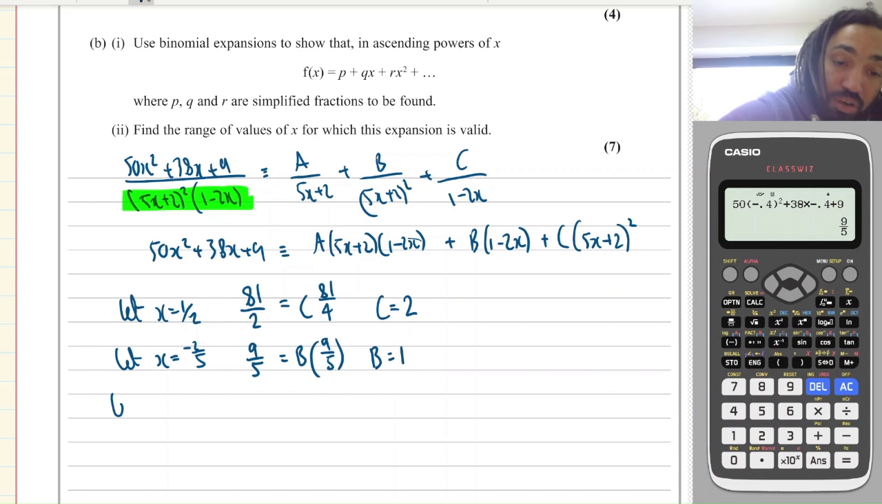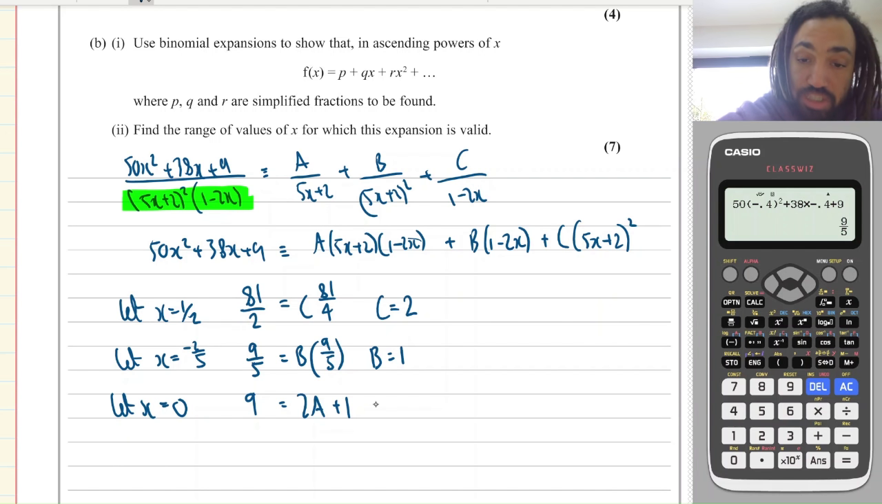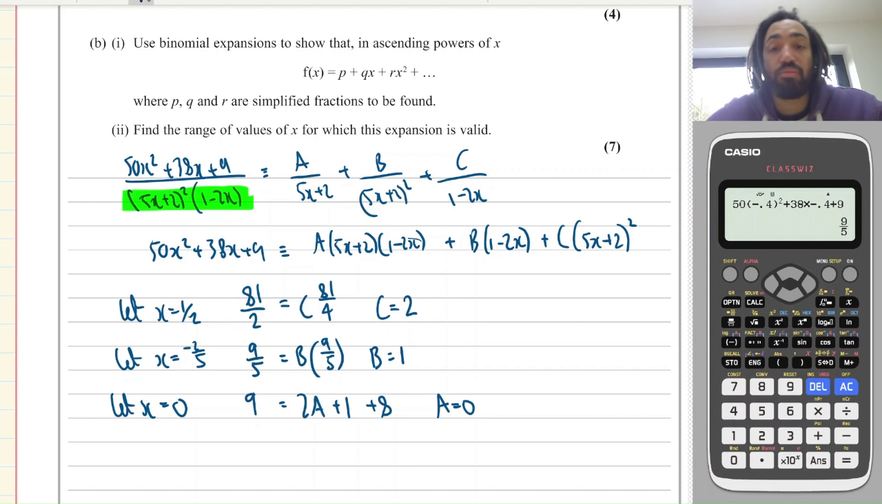Yes. And now in order to work out the final one, I just set x equal to anything I like, so 0 is the easiest. So the left hand side becomes 9. We end up with 2 and 1 a, which is 2 times a, so 2a. And then over here we've got 1b, which is just 1. And here we've got 2 squared c, so 2 squared is 4, so 4c, and c is 2, so 8. And this is enough to show that a is equal to 0.